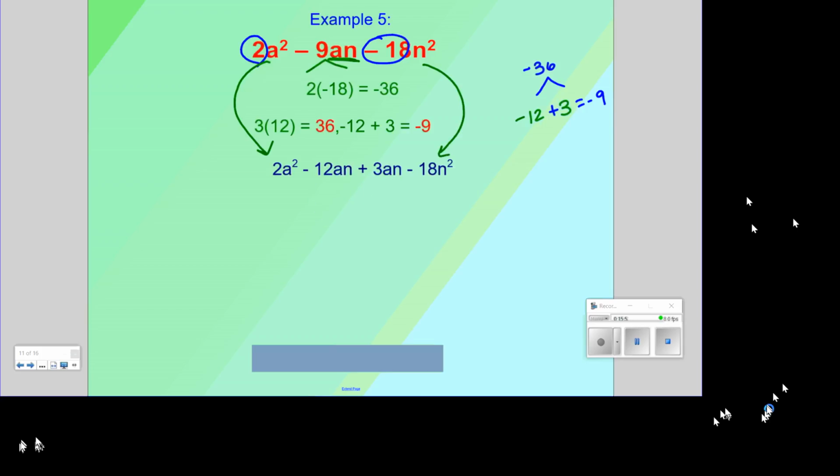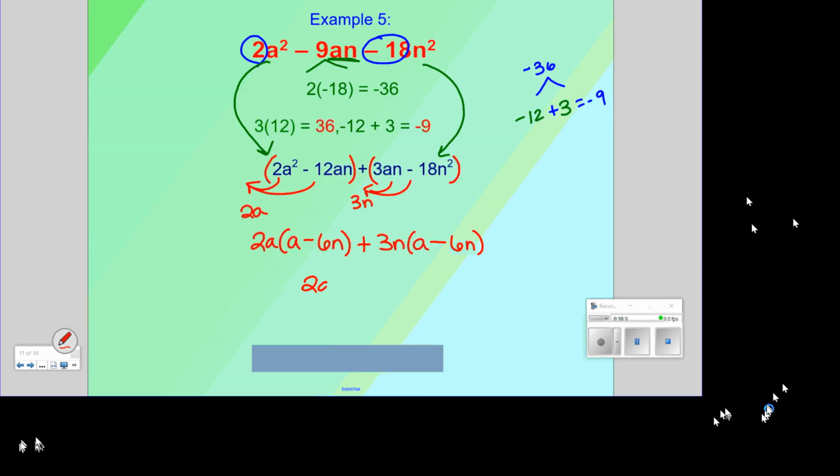Okay, so from here, we group, and hopefully you're getting quicker and more comfortable with grouping. So if a 2a comes out, that is leaving us with an a minus 6n. Here, a 3n can come out, leaving us with an a minus 6n again. So 2a plus 3n makes up your first binomial, and a minus 6n makes up your second.